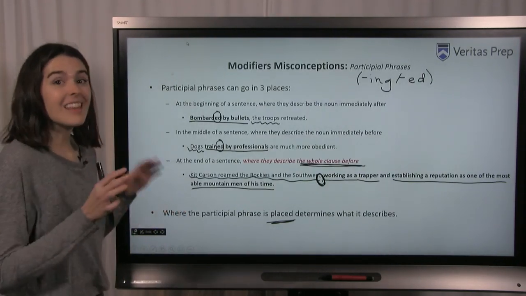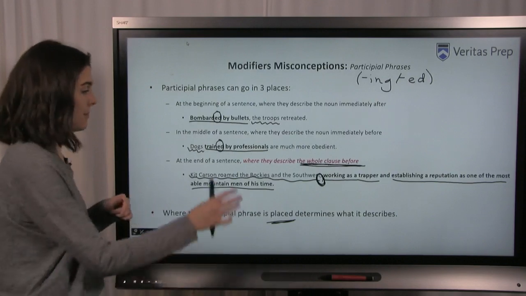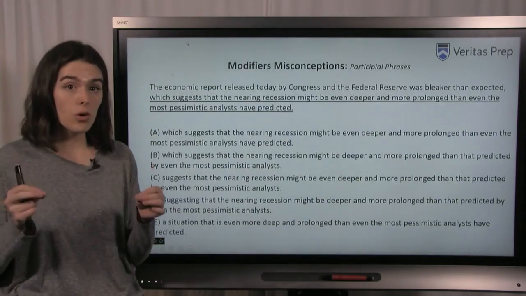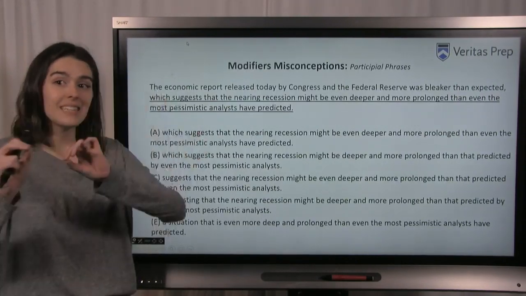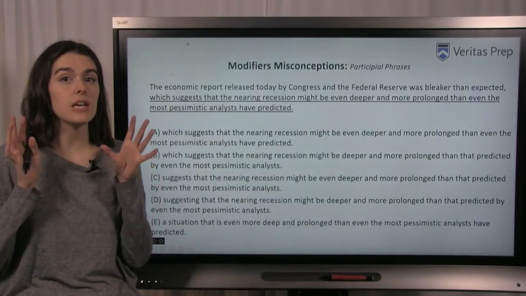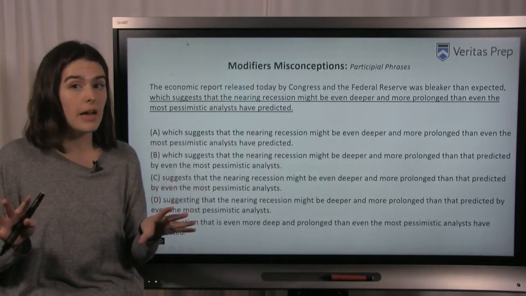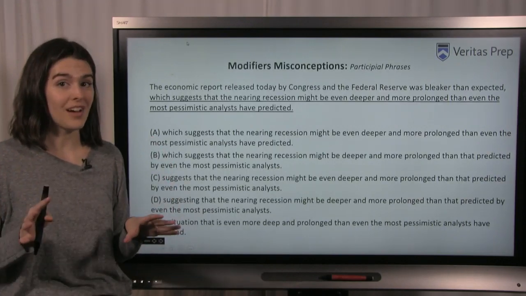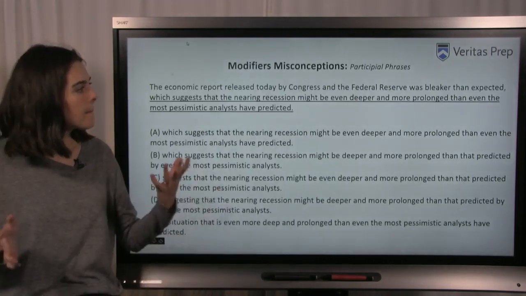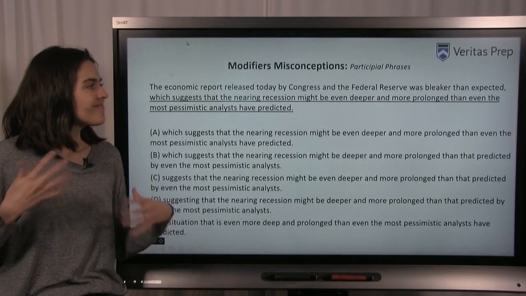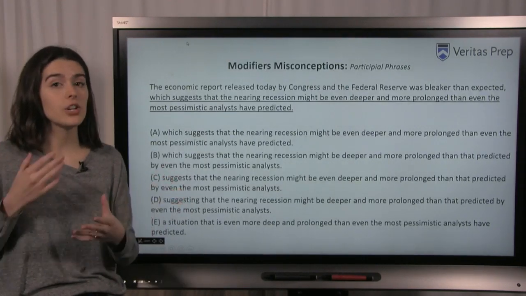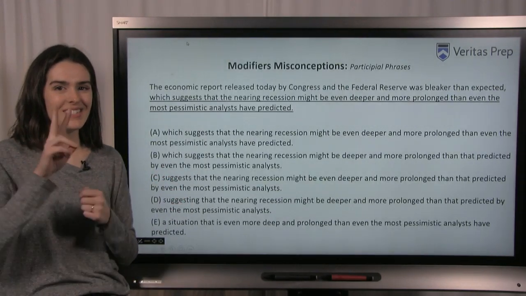All right, let's go ahead and try a problem. As you do this problem, remember that this rule about how at the end of the sentence we describe the whole shebang only applies for ing and ed modifiers. It does not apply for other types of modifiers. All right, let's go ahead and give this one a go. Let's try 2 minutes. I think 2 minutes will be plenty of time. Go ahead and answer in the chat when you think you've got it. 2 minutes, good luck.